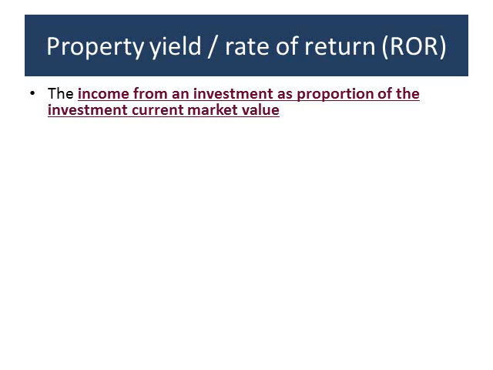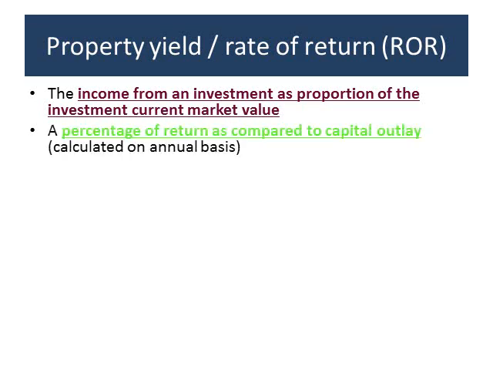Let's say the income of a property is normally from the rental, right? So it is the rental received. Then you divide it by the current market value. So that's a property yield.